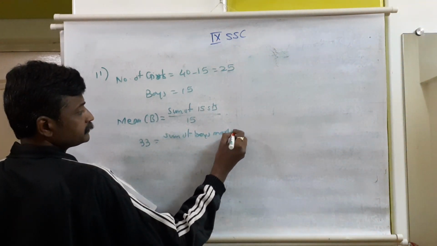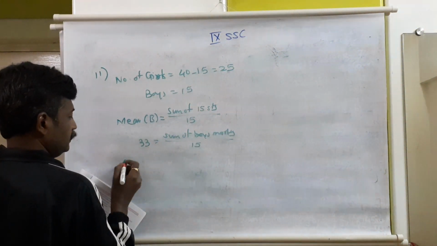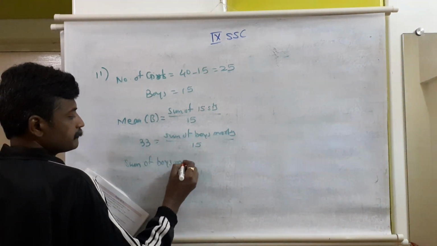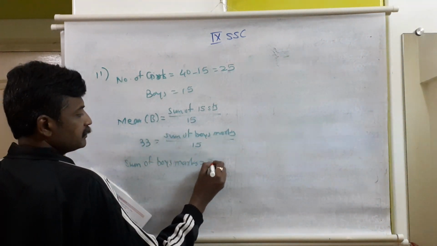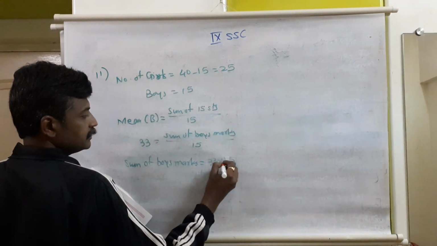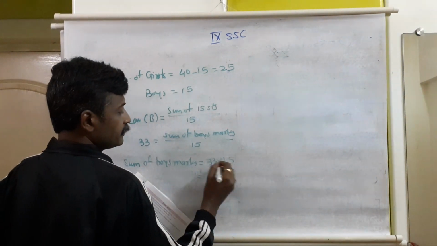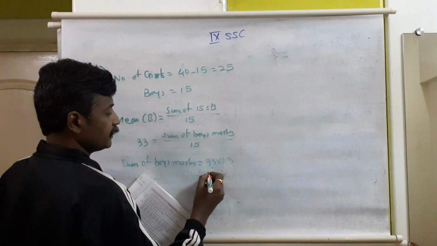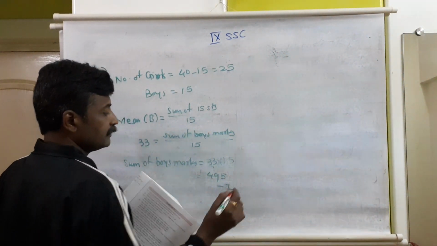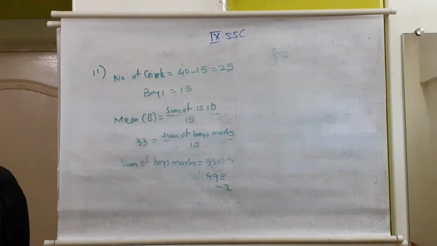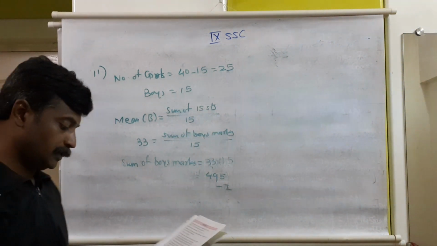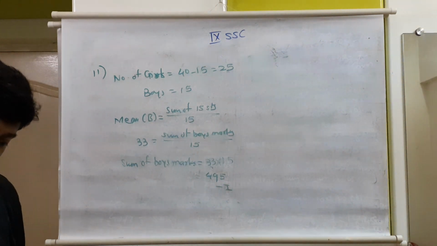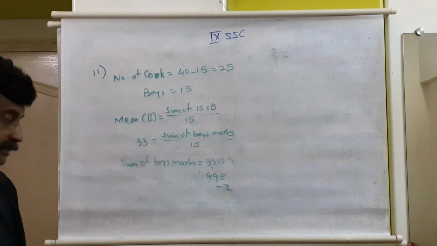boys' marks upon 15. So if you want to find the sum of boys' marks, we get it by 33 into 15, which is 15 3s are 45, carry 4, 15 3s are 45, 45 plus 4, 49. 495 is the sum of all the boys' marks. Equation number 1.